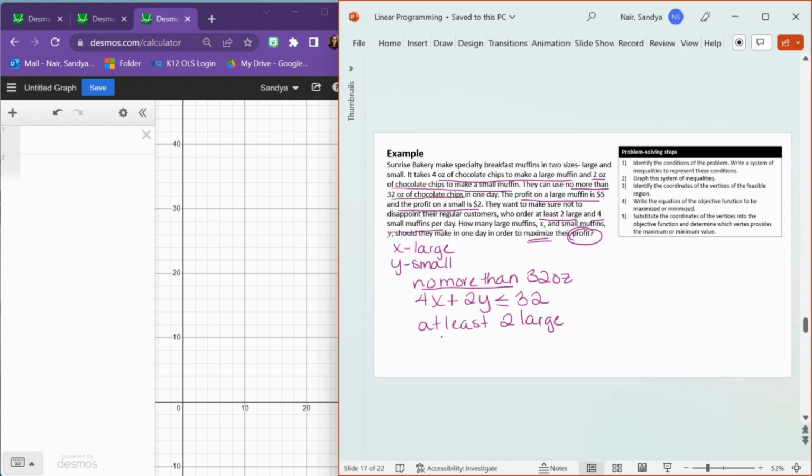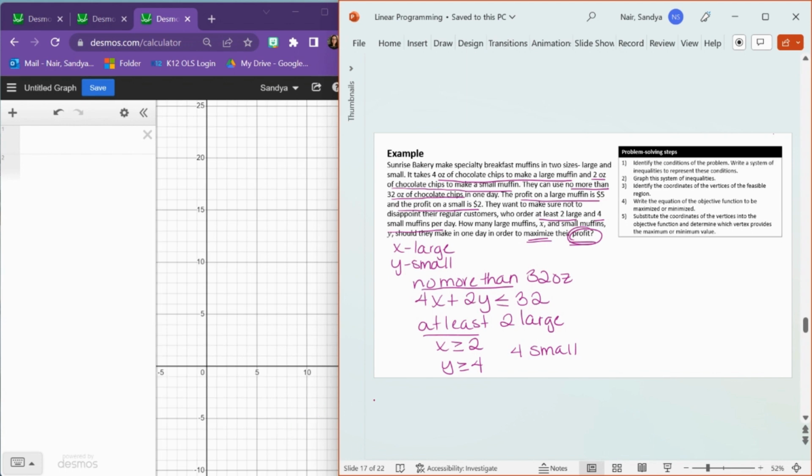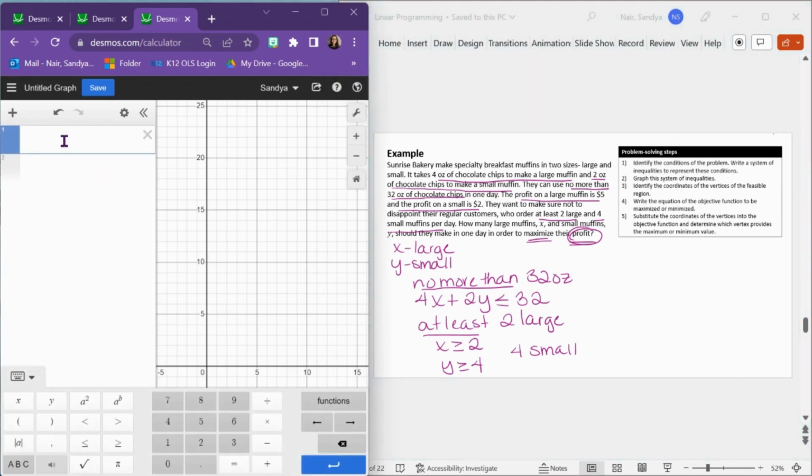So at least is going to tell us we have x greater than or equal to 2. And also they want to make at least four small muffins. Okay, so we have to have y greater than or equal to 4. So let's go ahead and go to Desmos now and graph these inequalities.